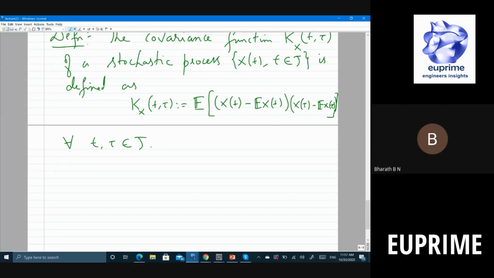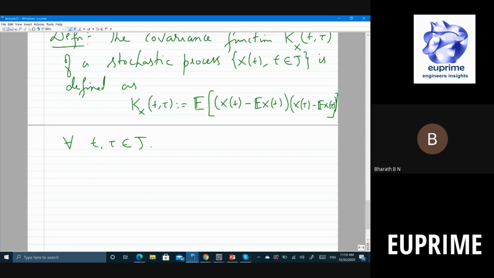Is that fine? Okay. Now let's see what happens if this is a Gaussian process. Sir, here when the mean is 0, I mean E of x of t and E of x of tau is 0, then it will become autocorrelation, right? No, right? Why do you say that the mean is 0?